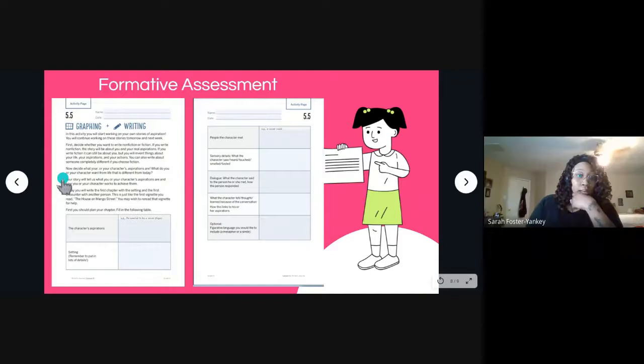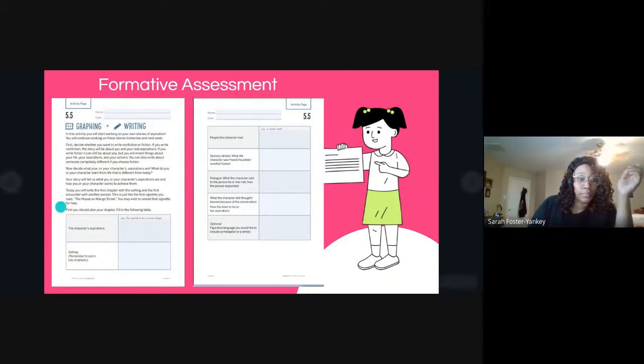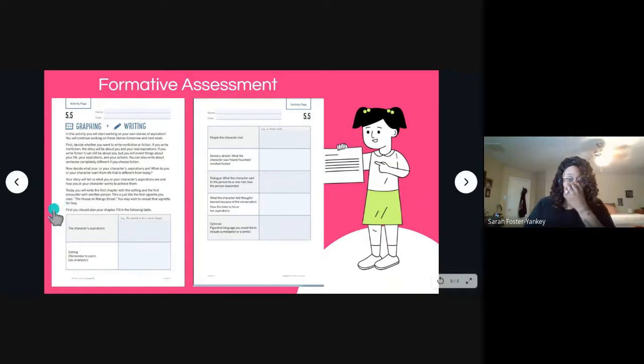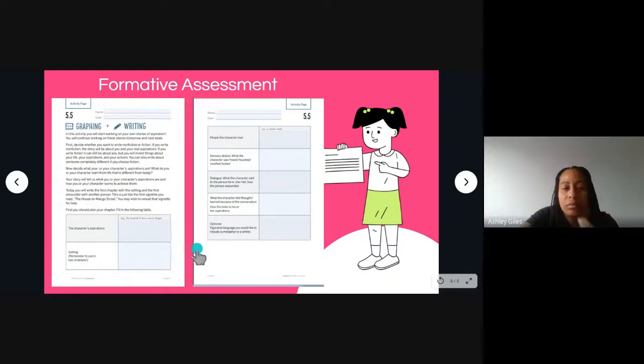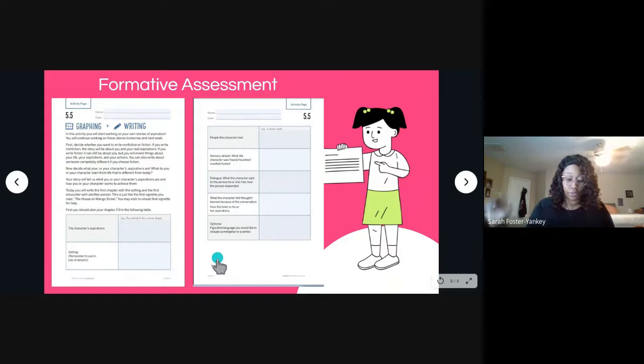They're going to need to decide what the character's aspirations are and how the character works to achieve them. Today they're going to be working on the first chapter with the setting and the character's first encounter with another person, just like the first vignette in The House on Mango Street. Students are independently filling out these pages in Writer's Journal 5.5 for this component of the lesson.